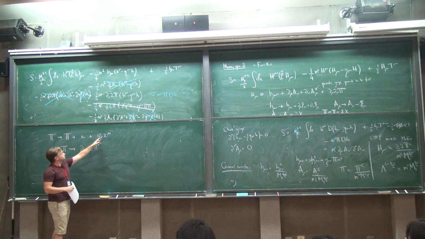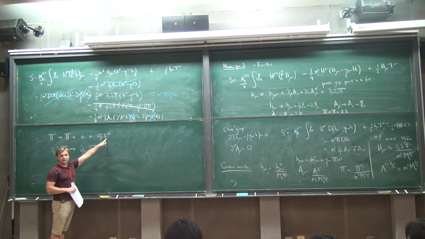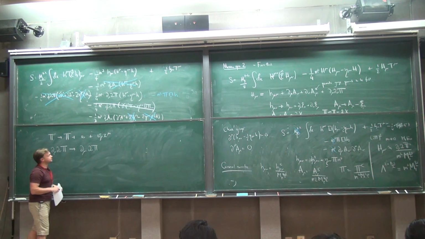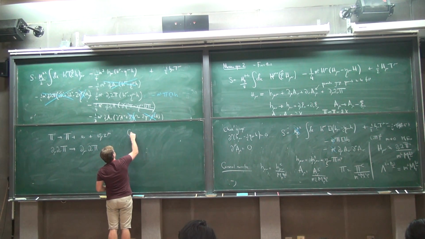And this transformation looks a lot like a Galilean transformation. If you think in the non-relativistic limit of special relativity, you've got the Galilean symmetries. This looks like a Galilean transformation on a field. So this is in fact called the Galilean symmetry.